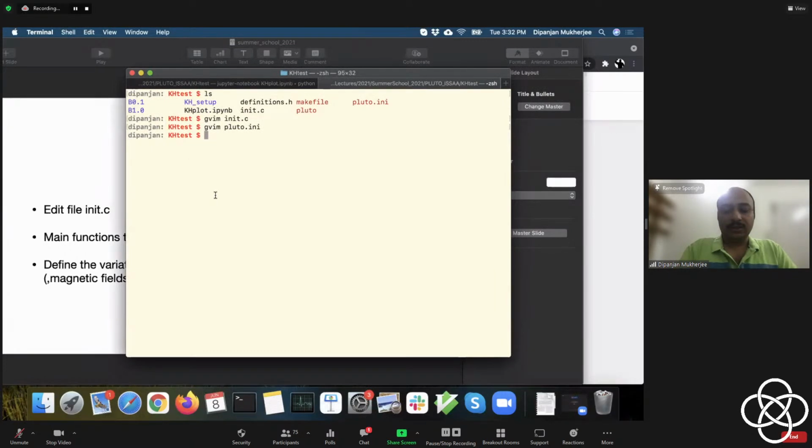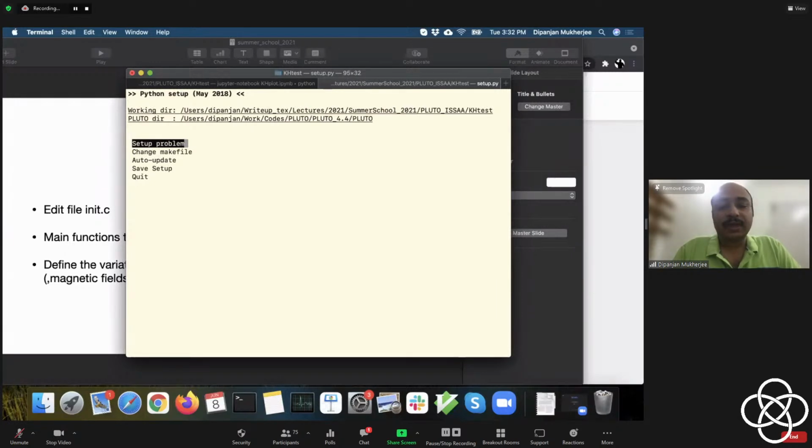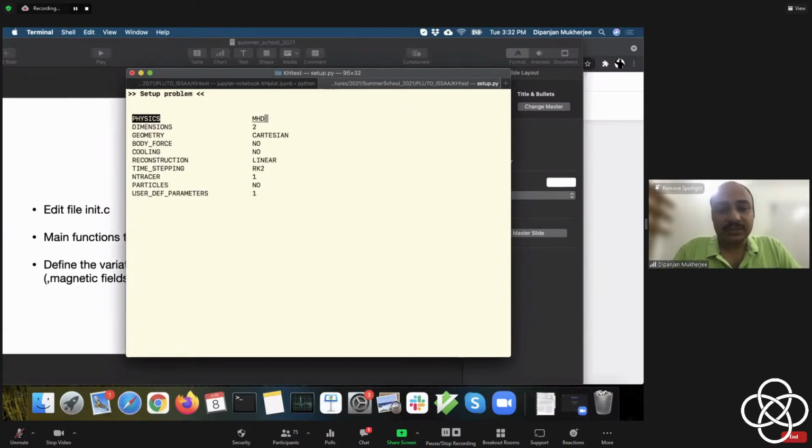So the way to run the code is, you call this setup.py script, and it opens this nice GUI. You go to setup problem, and you can see that there are several different options. You can cycle through them using your arrow keys. For this problem, I have MHD. I have the two-dimensional problem using a Cartesian grid. There are no external body forces, for example gravity, there is no gravity.